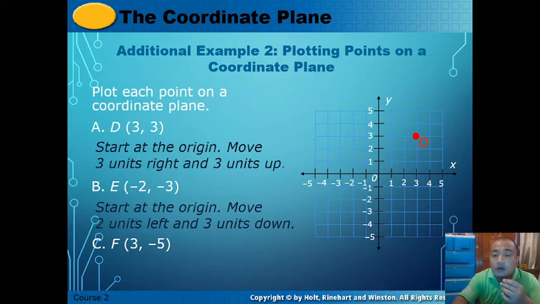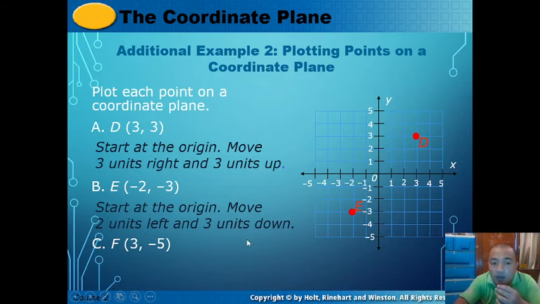That's point D. How about this point B? Negative 2, negative 3. Start at the origin, move 2 units left, then 3 units down. 1, 2, 3. Okay, probably here. That is point E, negative 2, negative 3.